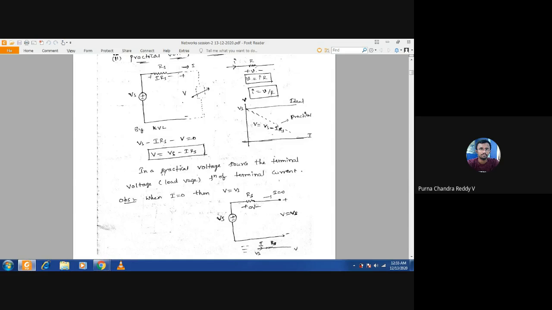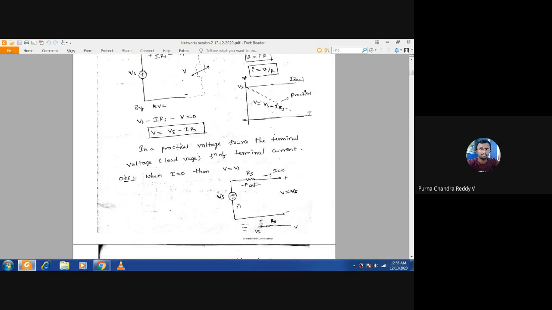You can also note this point: in a practical voltage source, the terminal voltage, that is the output voltage, is a function of current. So when I becomes 0, what happens? Then again V is equal to Vs. That is, when I becomes 0, the practical voltage source acts as an ideal voltage source. Why? Because when I becomes 0, the voltage across this resistor becomes 0 by Ohm's law. So the terminal voltage or load voltage or output voltage, that is V, is again equal to Vs only. Okay. Is it okay? Shall I proceed?